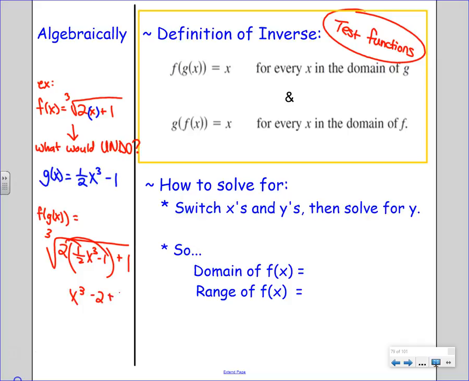Minus 2 plus 1, cubed rooted. Is that quite what I wanted if I just want to get x alone? No. Can I figure out how to fix this then? Yeah, let's make that a 1/2. I didn't want the 2, I wanted a 1. So make this a 1/2.